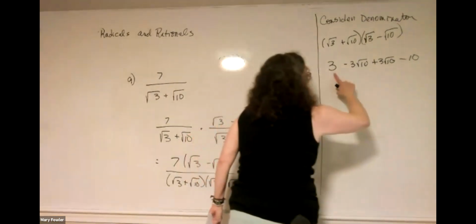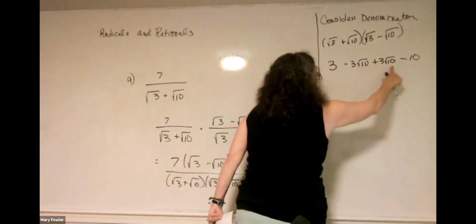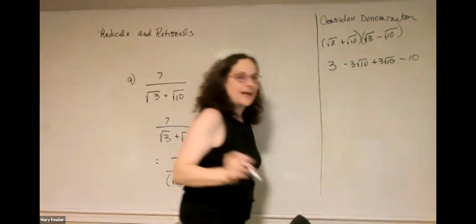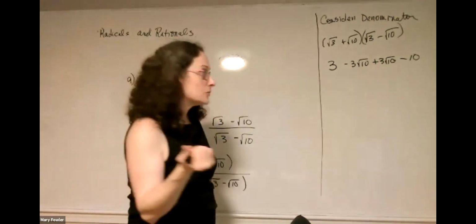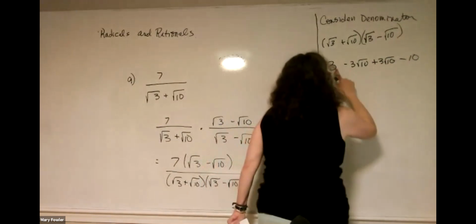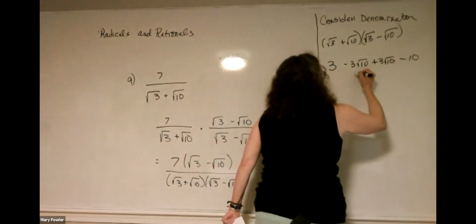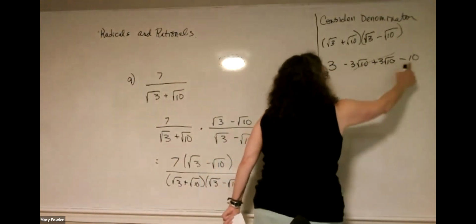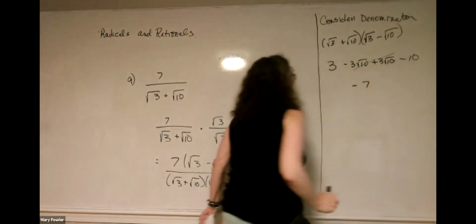Okay, so combining like terms. First of all, the square root of 10s cancel out. That's by design. It makes the square roots go away. That's how we rationalize the denominator. So the middle terms go away, and 3 minus 10 is minus 7.